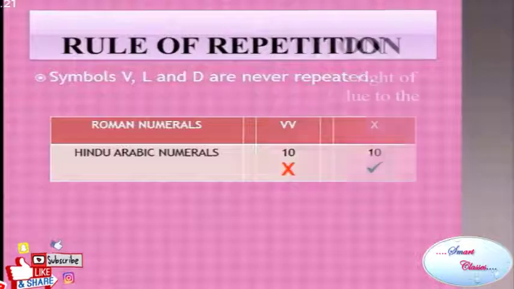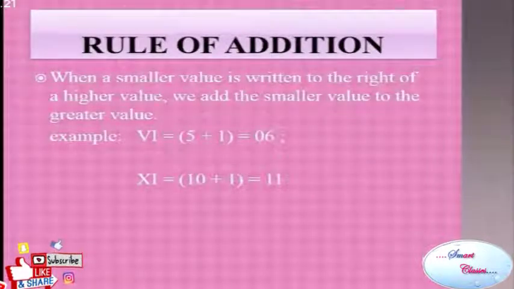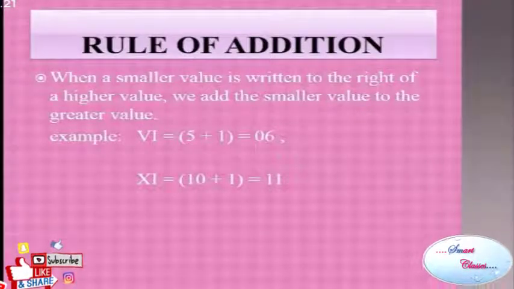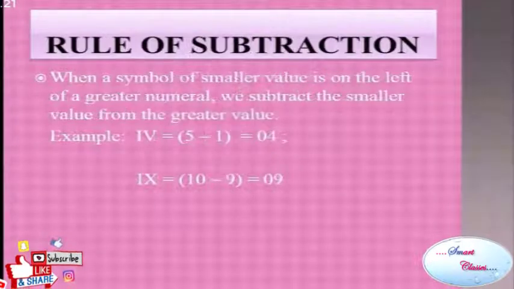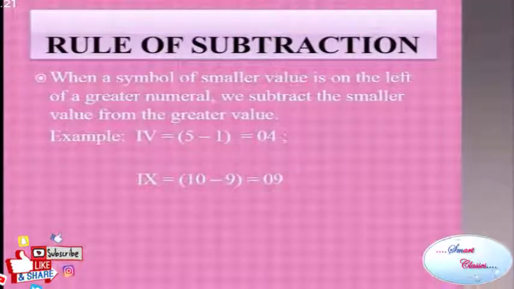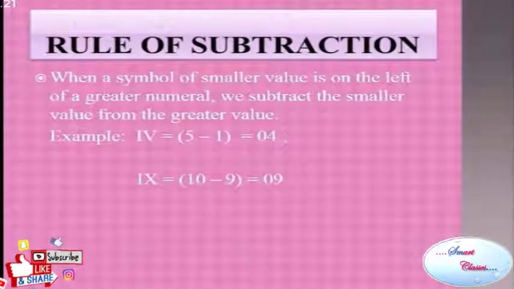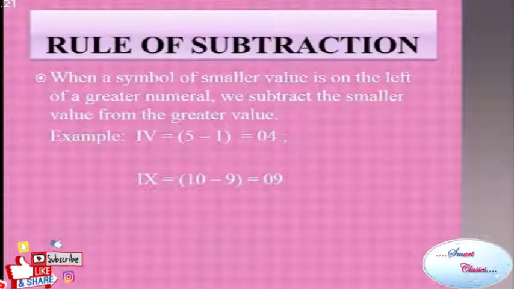Rule of addition says that if a symbol of smaller value is written to the right of a symbol of higher value, we add the smaller value to the greater value. Then comes the third rule, rule of subtraction. If a symbol of smaller value is to the left of a symbol of higher value, we subtract the smaller value from the higher value.